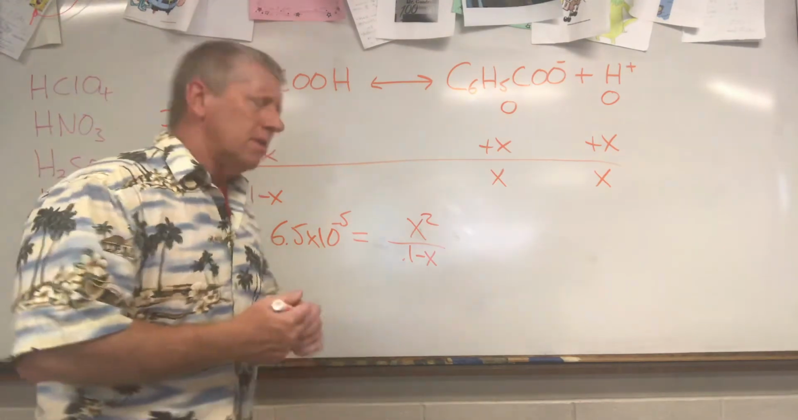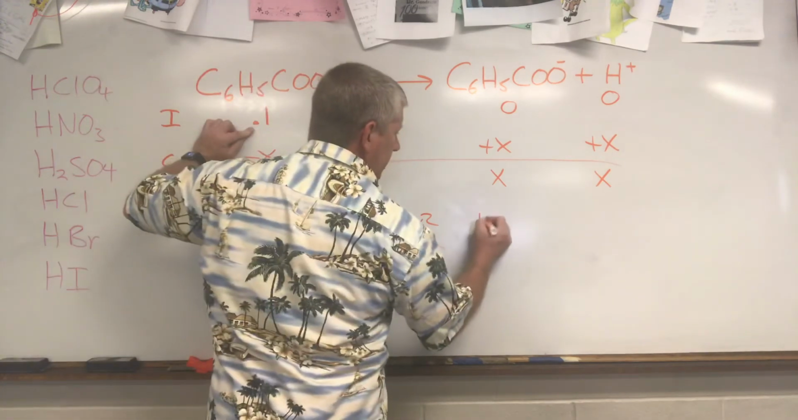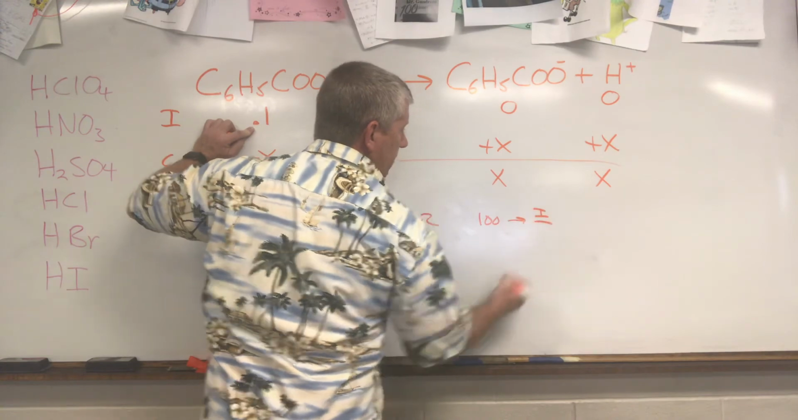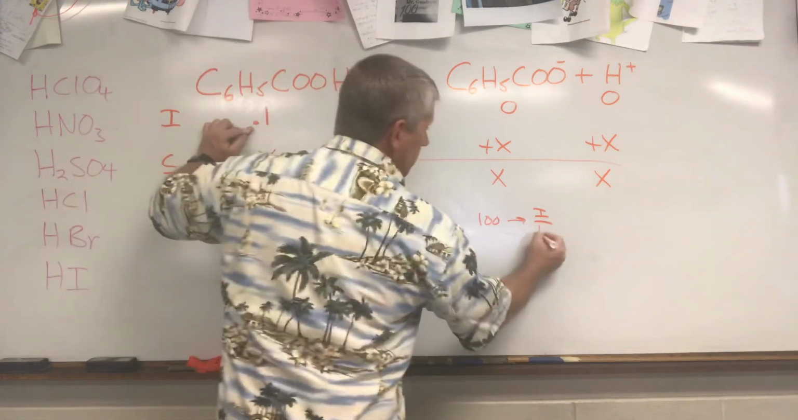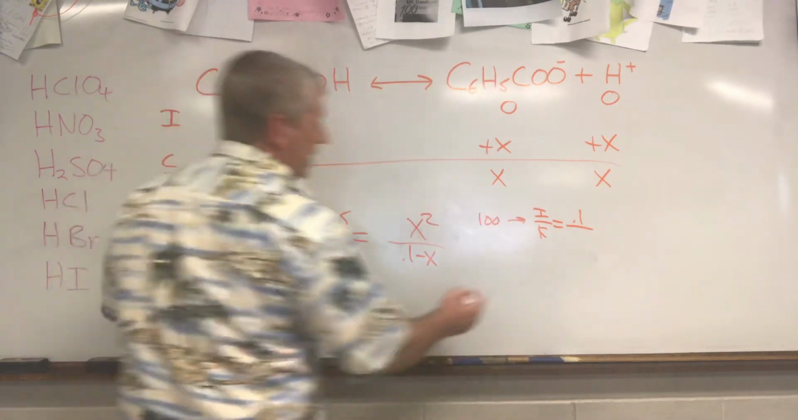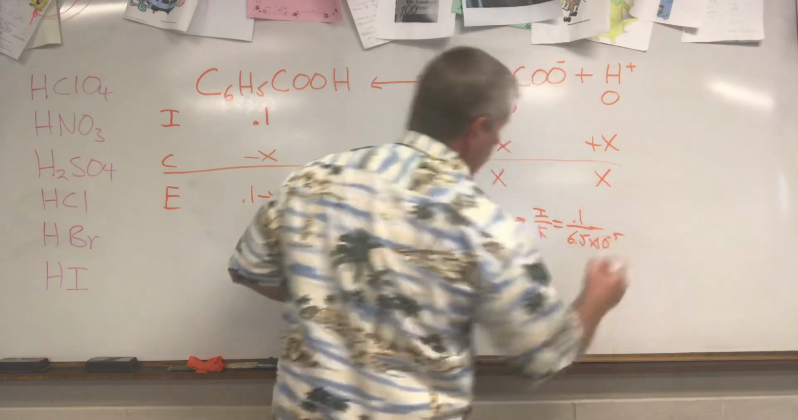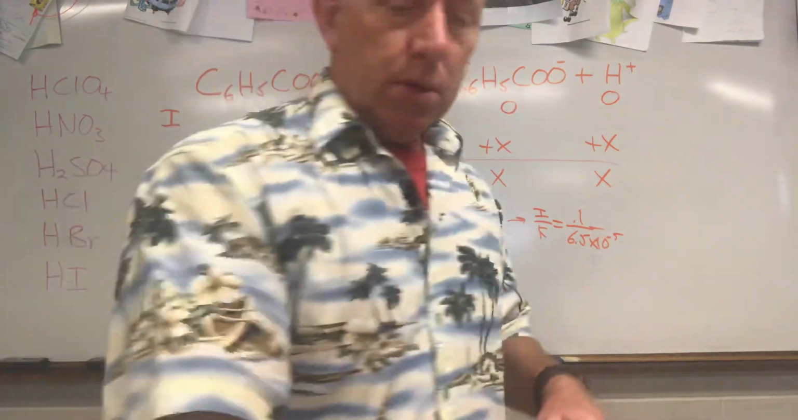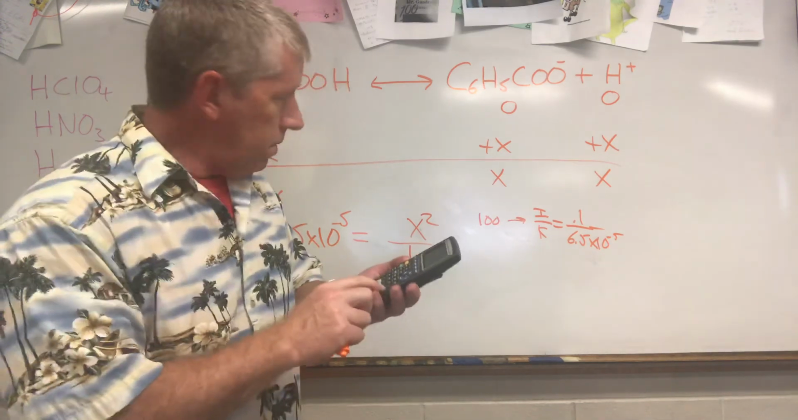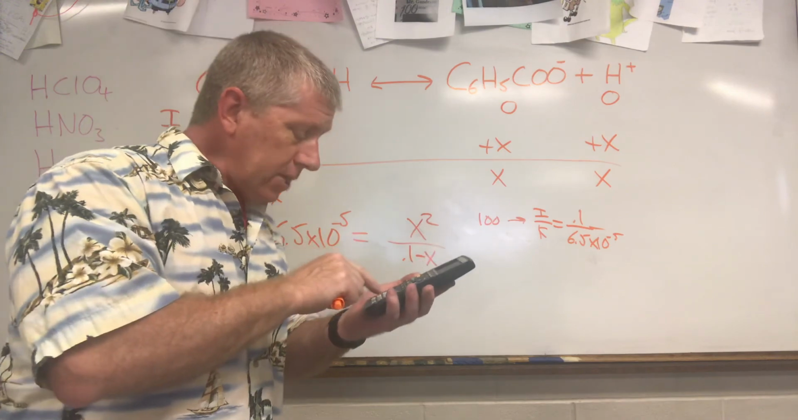What was that again? For the rule of 100, you take the initial concentration and divide it by the K value. So that's 0.1 divided by 6.5 times 10 to the minus 5. Do it on your calculator, using the exponent function, and divide.